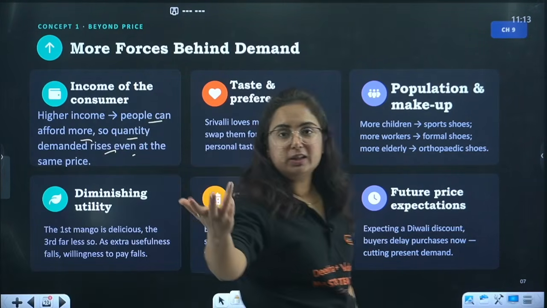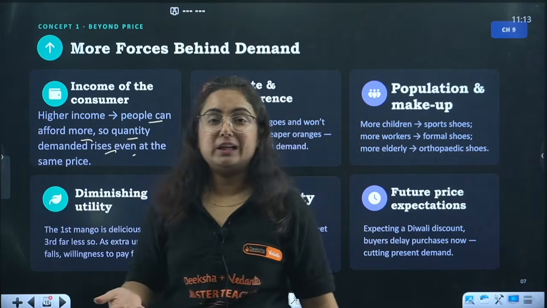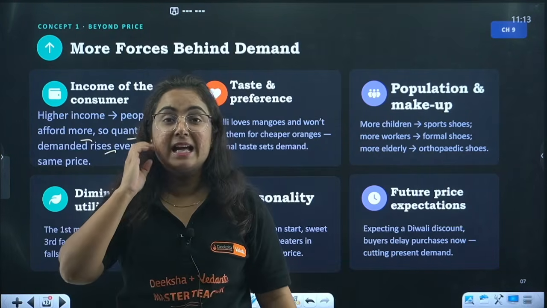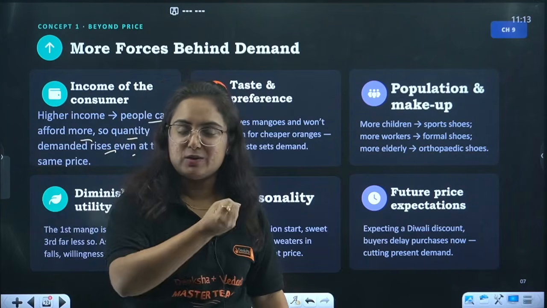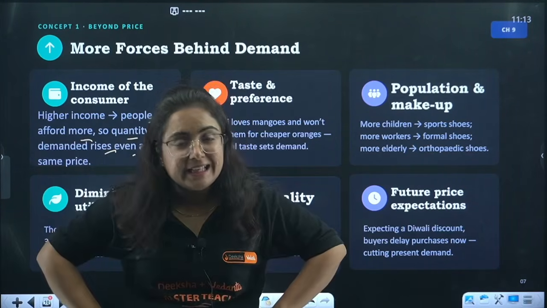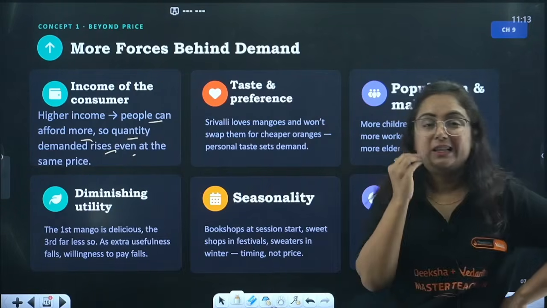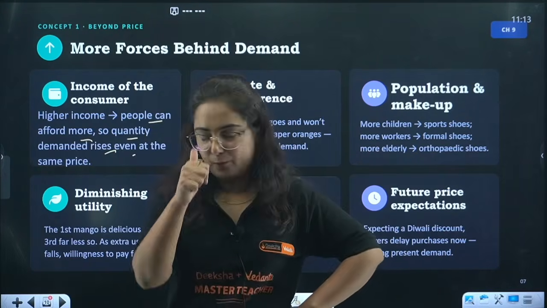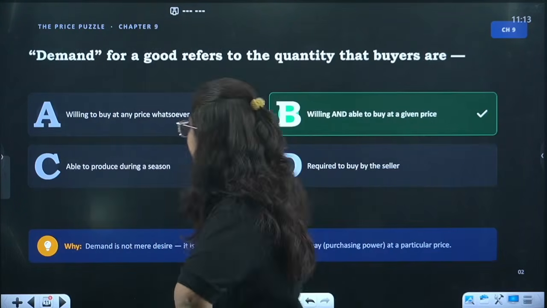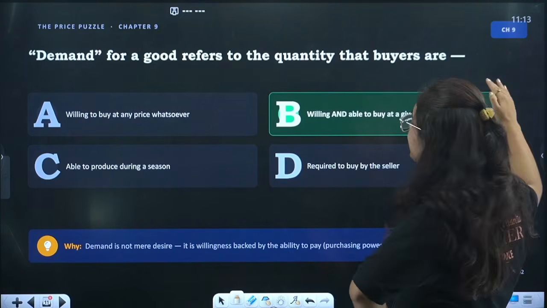like during the COVID times, people started hoarding products, yaar, because they were thinking that the prices were going to be crazy, and because of that hoarding, even the prices increased. Quantity was less in the market, so prices increased. So these are more forces on which the demand for a product depends. Cleared? Very good. Chalo.